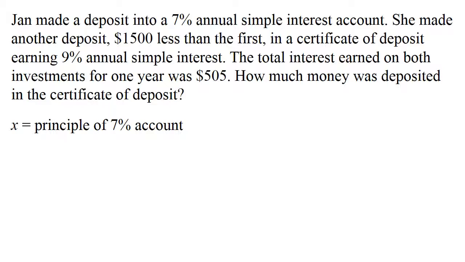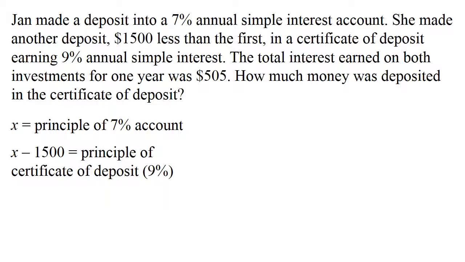So what we're going to do instead is define the second amount in terms of the first one. We're going to say x minus 1,500, because it's 1,500 less than the first, is how much money we put into the certificate of deposit, the 9% account. So x is how much money we're starting with in the first account. 1,500 less than that, so x minus 1,500, is how much money is in the second account. And we also know how much total interest we're going to earn, $505.